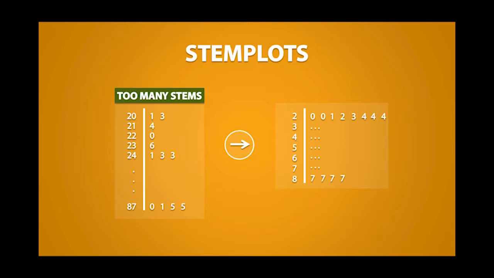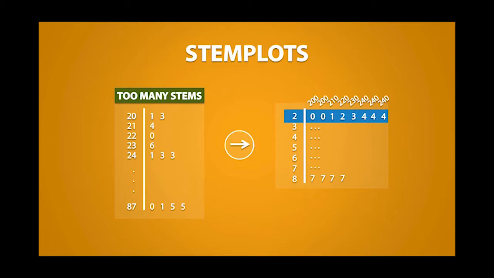This is why trimming can be useful, but be careful when you read the stem plot after it has been trimmed. For example, for the top row, instead of reading it as 20, 20, 21, 22, 23, and so on, we read it as 200, 200, 210, 220, 230, and so on. This is because the original data was in the hundreds place.